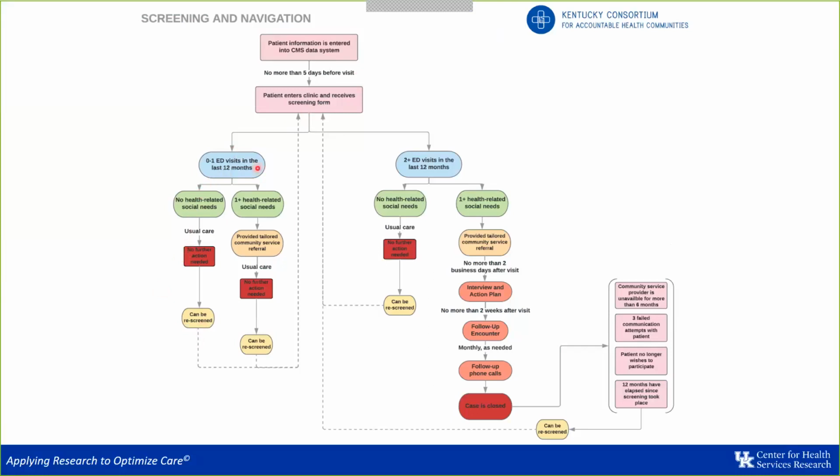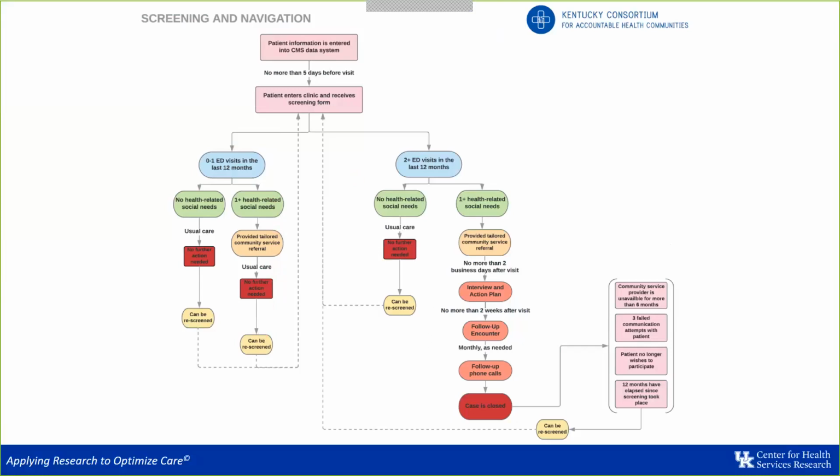If they report 0 to 1 ED visits and they have 1 or more health-related social needs, they'll get that tailored community service referral, and then they'll receive their usual care and no further action is needed, and they can be rescreened.